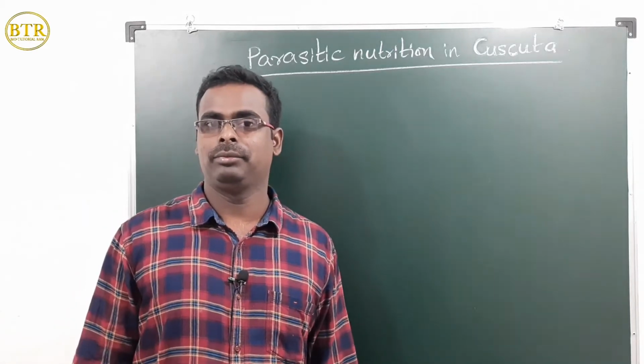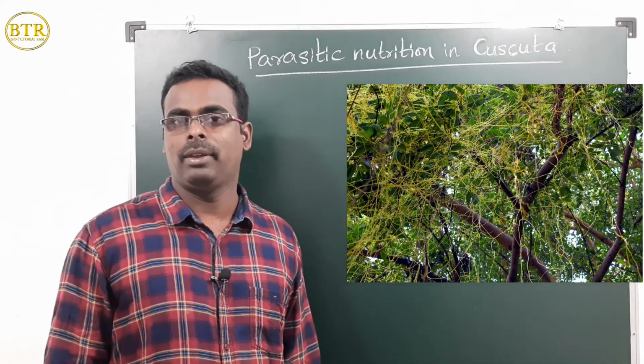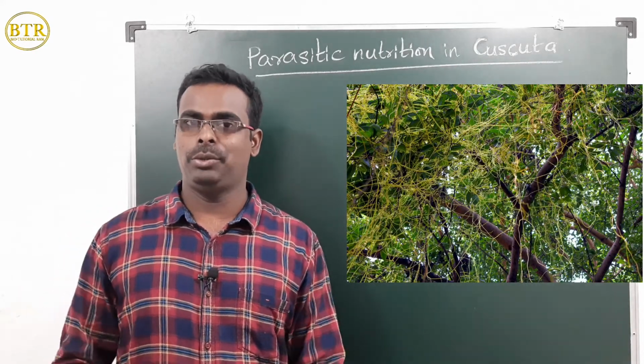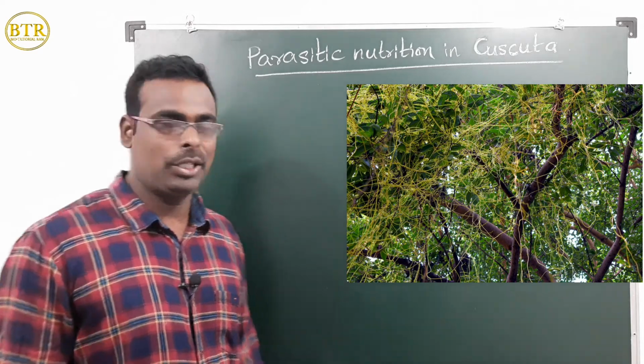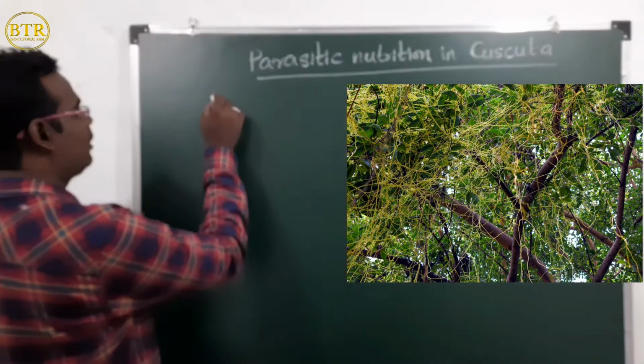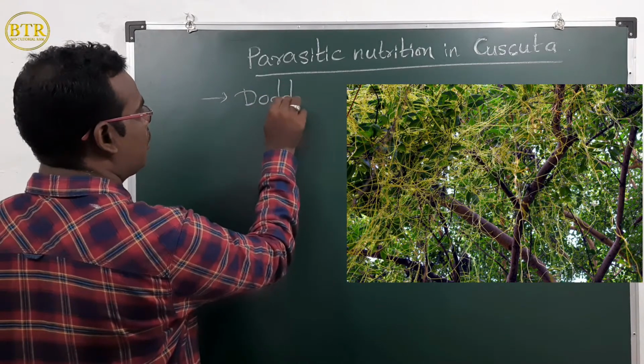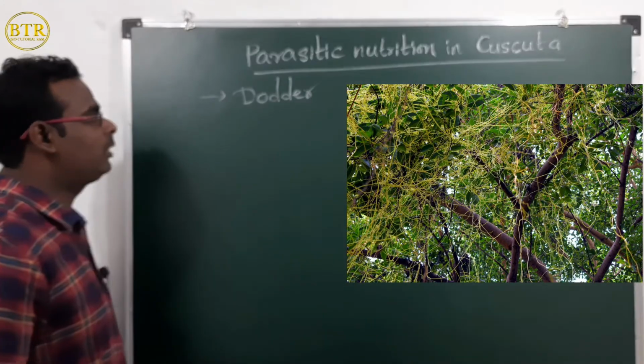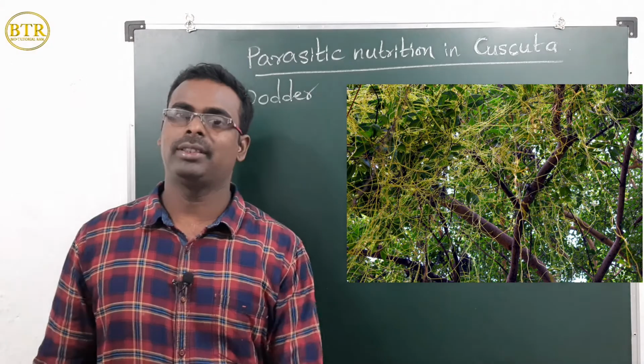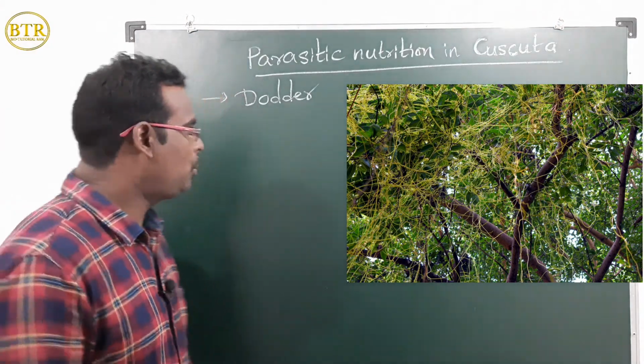Hi children, let us study about the parasitic nutrition in Cuscuta. Cuscuta is a parasitic plant. Cuscuta is also called a Dodder plant. Its common name is Dodder. Scientific name is Cuscuta.